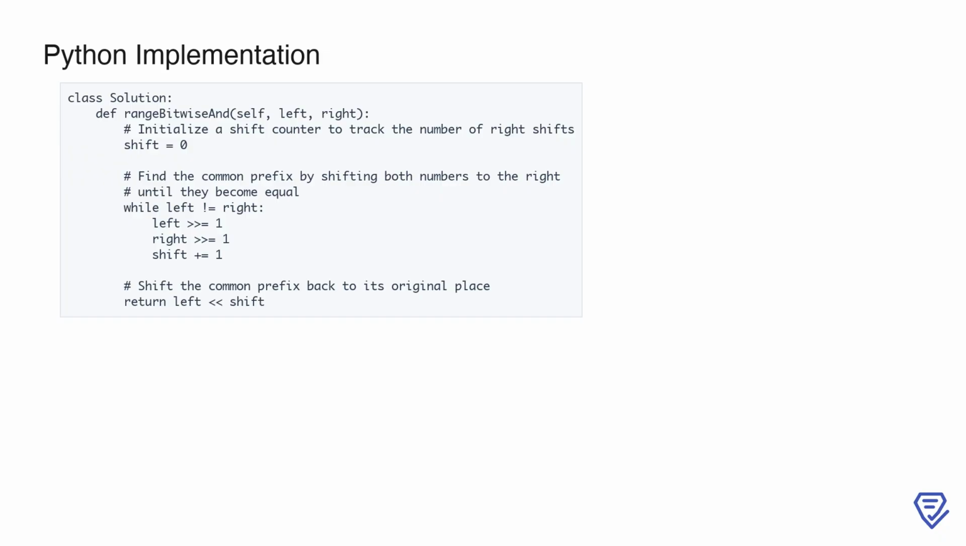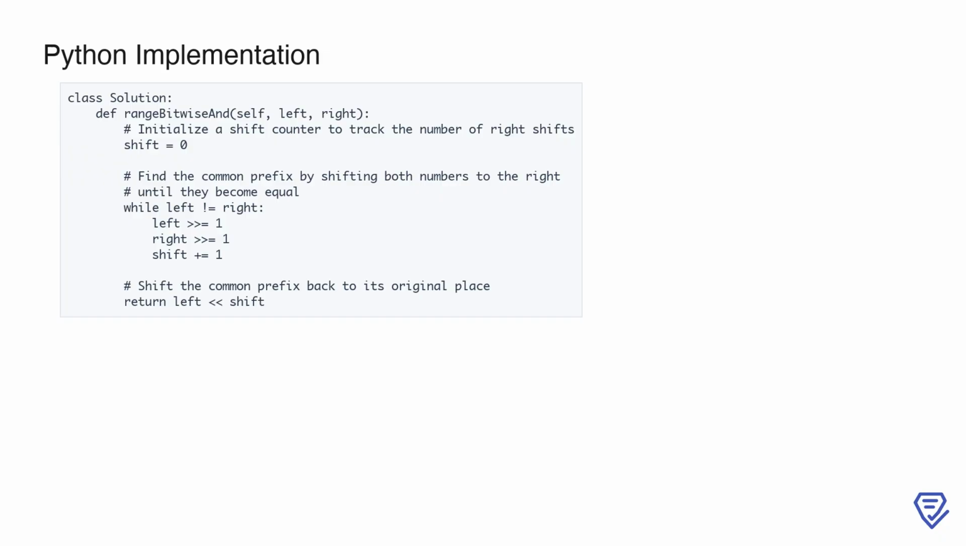This will keep track of how many right shifts we perform. While left and right are not equal, repeatedly right shift both numbers by 1 bit. Each right shift effectively removes the least significant bit, narrowing down the range to its common prefix. Once left equals right, we have isolated the common prefix. Shift the result back to its original position by left shifting the number by shift positions.